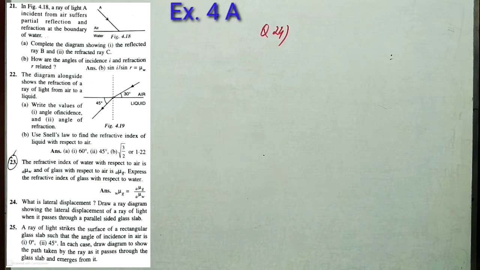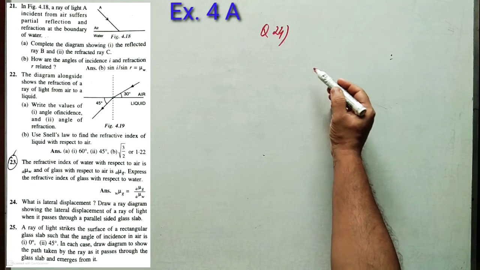Now coming to question number 24. What is question number 24? What is lateral displacement? Draw a ray diagram showing the lateral displacement of a ray of light when it passes through a parallel sided glass slab. So what is lateral displacement or lateral shift? You know the definition. Lateral displacement or the lateral shift is the perpendicular shift of light ray from its original path. This is happening when the refraction is taking place through a glass slab. So we have to show what is lateral displacement. Definition part is over.